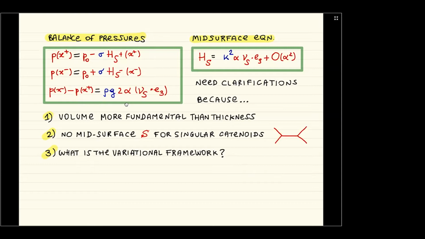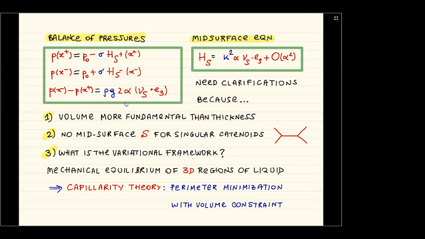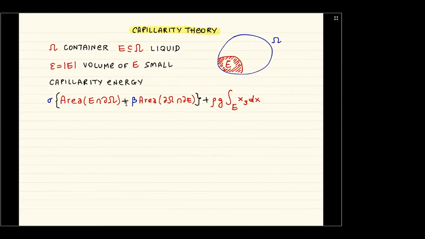So to try to answer all these questions, we went back to the basic model. So the same energy that Gauss uses, because I mean, it cannot be a different energy, right? So we have to understand these balances of pressures in the context of capillarity theory. So that is just the perimeter minimization of a region under a volume constraint. So let me explain what I mean by capillarity theory.